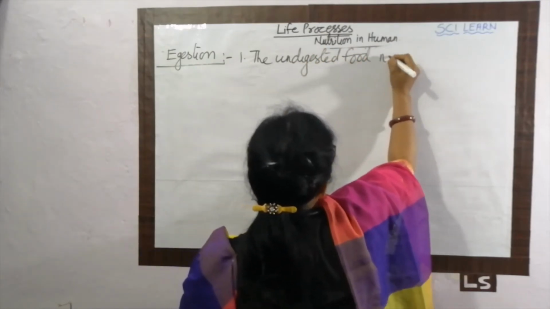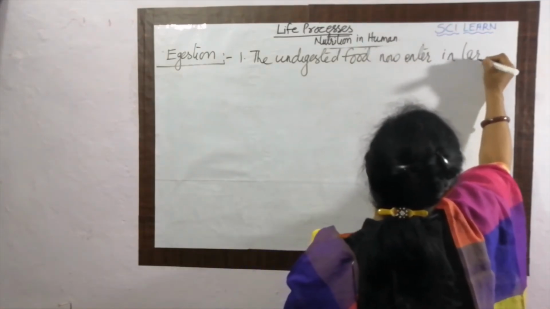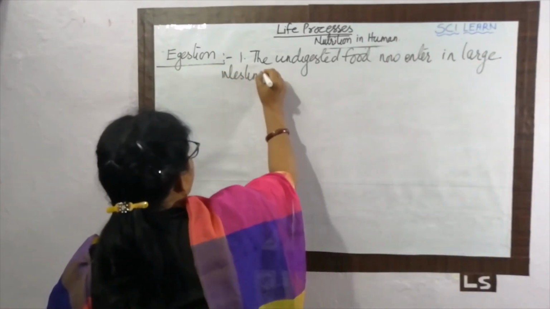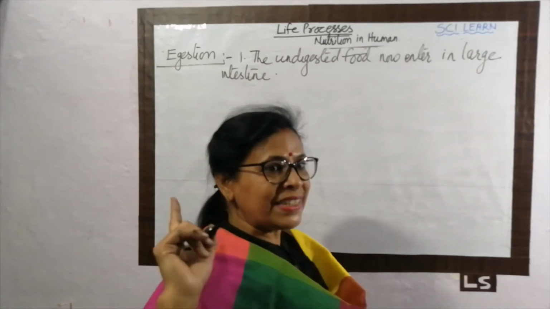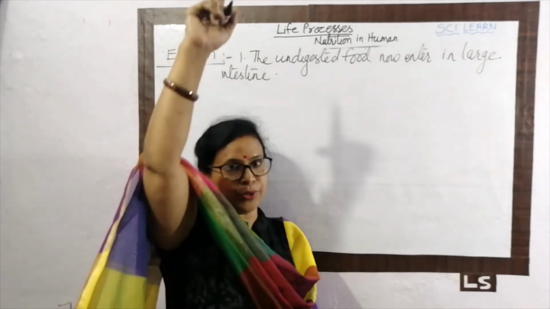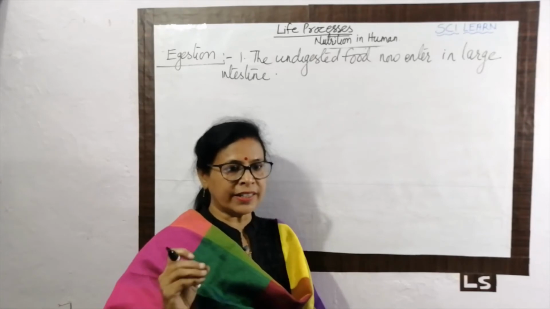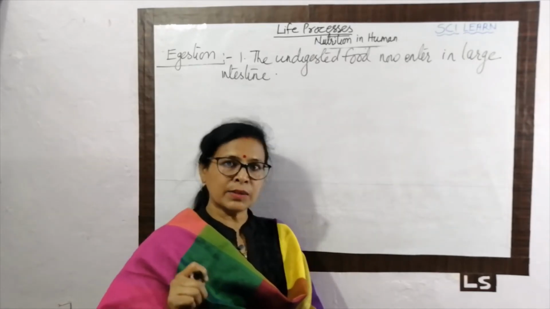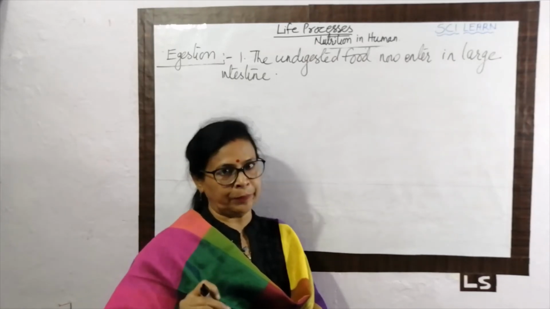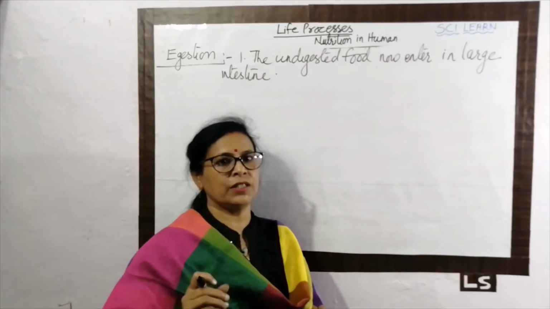now enters the large intestine, again with the help of the peristaltic movement that is going on from the esophagus up to the anus. So the undigested food reaches the intestine. The inner wall of the intestine also contains villi. And what is the role of villi here? Villi absorb water-like substance from here.